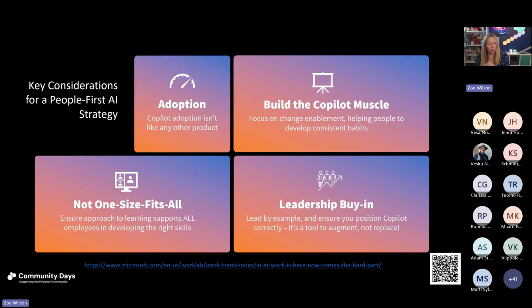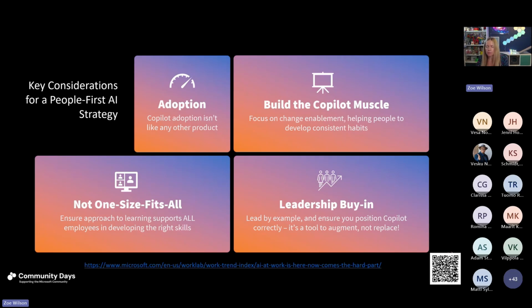And then at an org level, when we think about driving AI, driving Copilot, adoption for Copilot, like I said earlier, is not like any other product. It's not a case of saying, here's how you use it, off you go. We really need people to build the Copilot muscle, and that requires focusing on change enablement, helping people build the habits. We need to have an approach that looks at the different ways that people learn, and making sure that we're helping people build the skills across all different types of learners, all different types of roles.